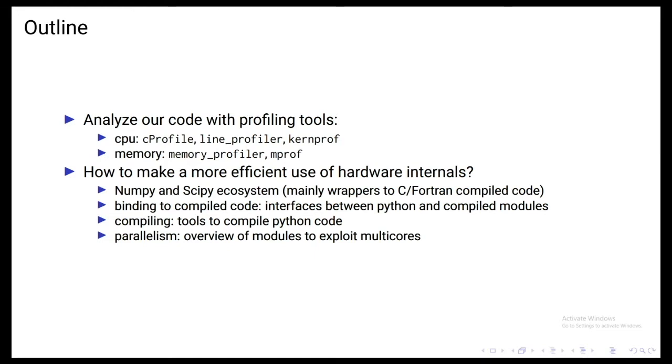There are already a lot of extensions in the Python ecosystem that are basically wrappers to highly efficient, precompiled C and Fortran libraries, which you can use through extensions like Numpy or Scipy. But we will also see how, for a custom function we might have, we can compile it ourselves and call it from pure Python code.